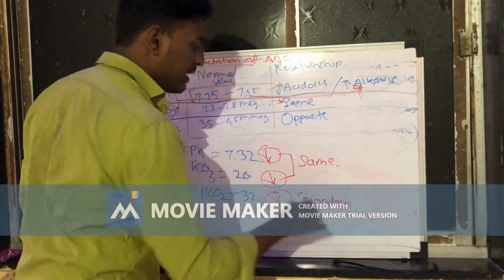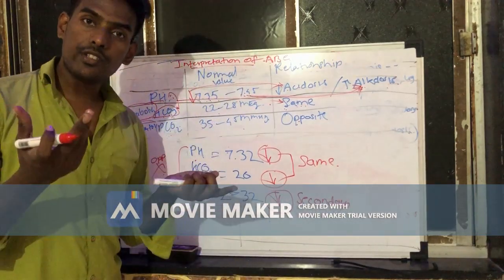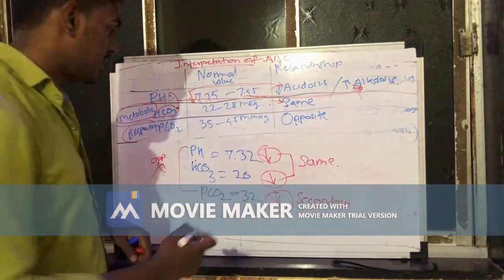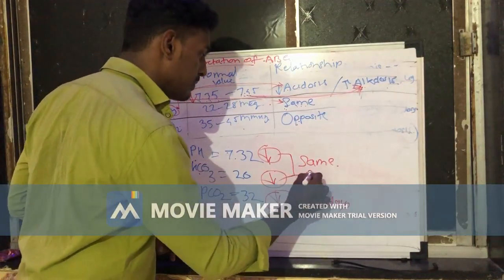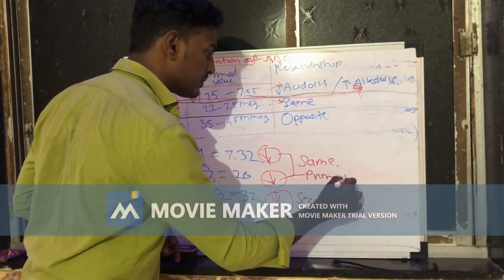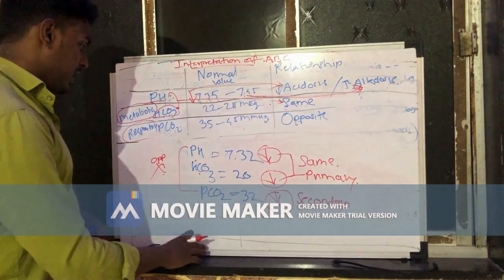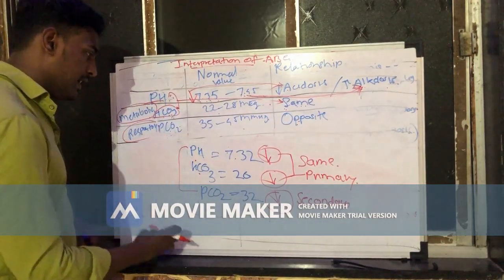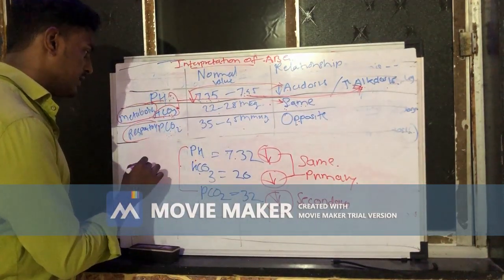So PCO2 is a secondary component. Then who is the primary component? Who is showing the relation over there? HCO3 is showing the relation. So this is the primary component. Okay, now tell me, HCO3 is called as what? Metabolic.